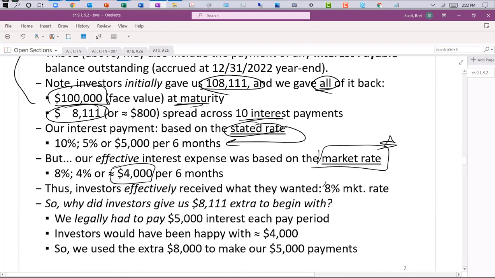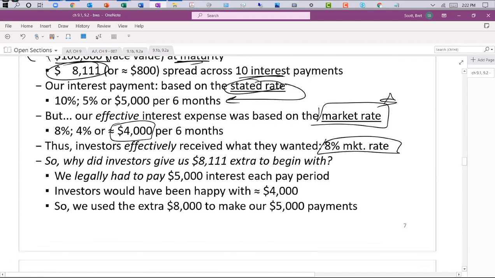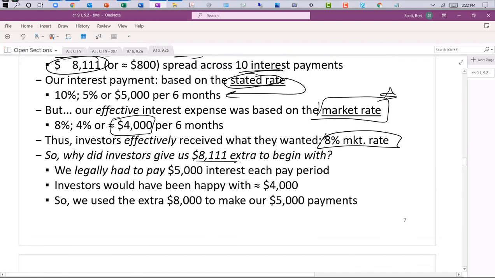So bottom line is the market wanted 8%. They got 8%. How much did it cost us? 8%. What did they get? 8%, right? The cash flows didn't quite match up with that simply because we were legally bound to this 10% stated rate. The 10% stated rate, that's fixed. We can't move that around. So we started with 811. We paid that back little by little to help make these $5,000 cash interest payments. True cost to us was more like $4,000 out of our bank account.